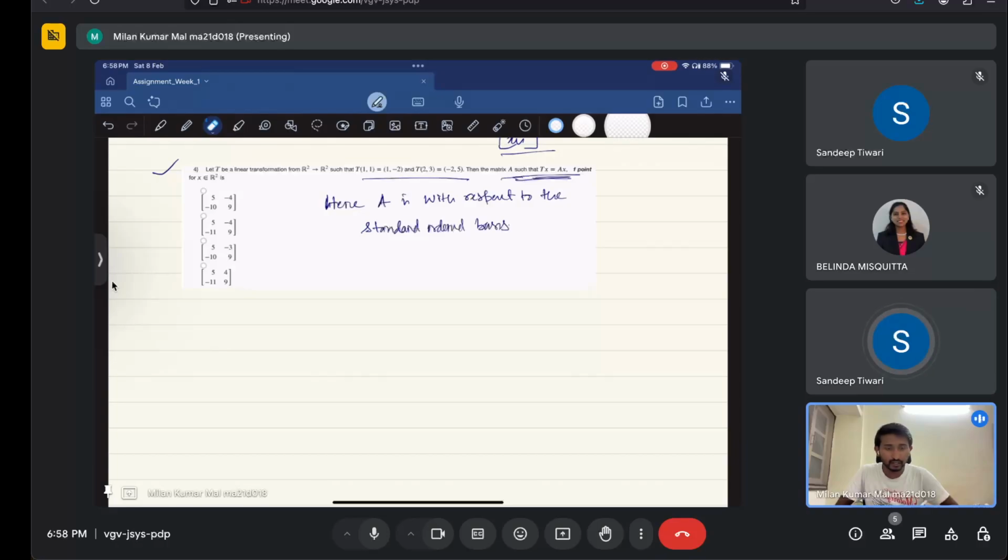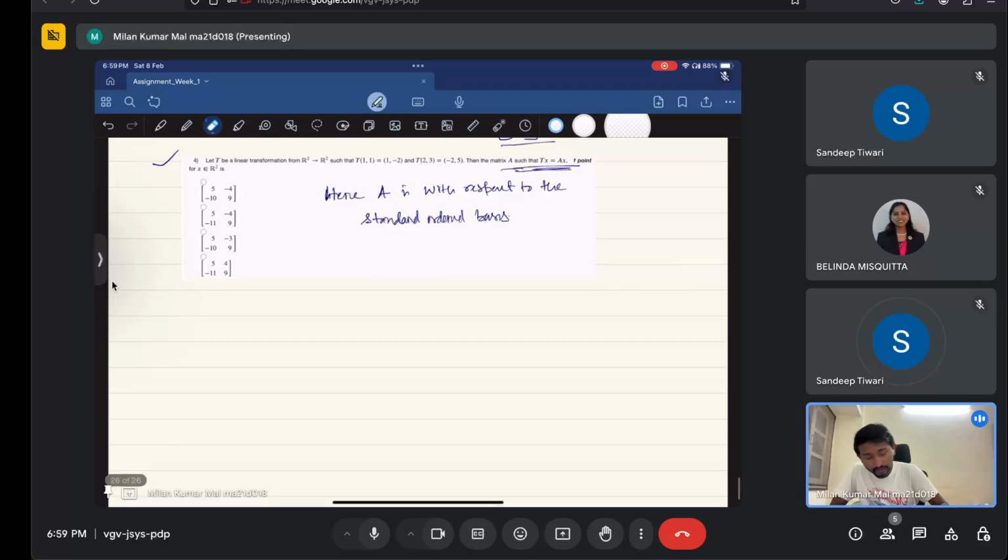We can just consider any alpha 1 and alpha 2. Sir, I want to say if Tx is equal to Ax, then to satisfy this equation we have to consider the standard ordered basis. Yes, that's true. So in that case it is asking for the standard ordered basis. That is something you can verify in the exam hall also, in which basis you are working. So let's check for the standard ordered basis. If you consider the matrix in the standard ordered basis, then you will get it. So we'll do it in the standard ordered basis.